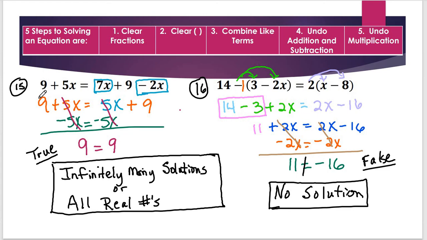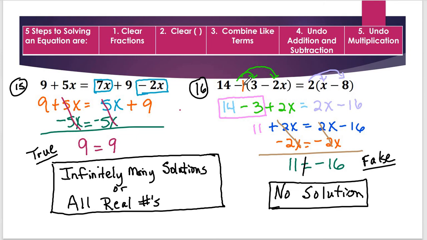Now, number 15, you see that you have 9 plus 5x, and you see these right here are your like terms. So there's no fractions to get rid of, there's no parentheses, but you do have to combine like terms. So 7x plus a negative 2x gives you 5x. Bring down both sides, undo addition and subtraction right here. And you're going to end up with 9 equals 9. And when you do, you see that is true. So this is infinitely many solutions. Or you can say all real numbers. And then I use the abbreviation for numbers right here. Instead of writing numbers out, you can do this.